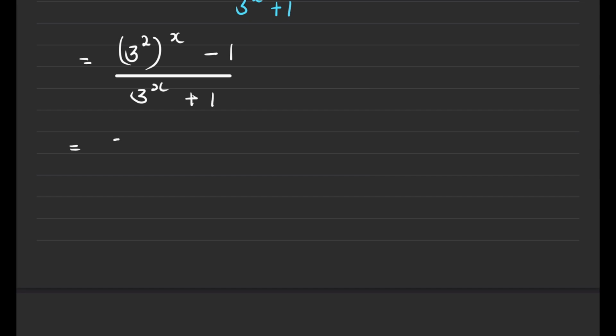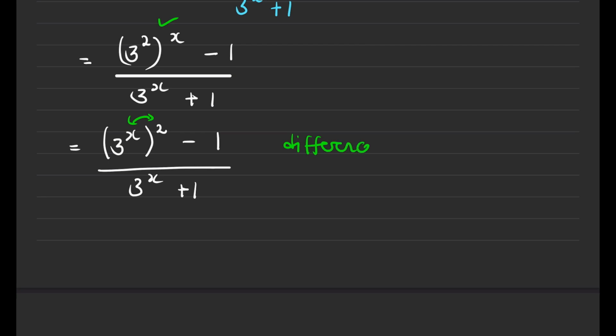That you can say 3 to the power x all squared, minus 1, divided by 3 to the power x plus 1. If you look at this part, this is the same as this. I just took 2 out and brought x in, so you're definitely going to get the same thing. Now this is ringing the difference of 2 squares, because here 3 to the x is squared, and then 1 is also squared.